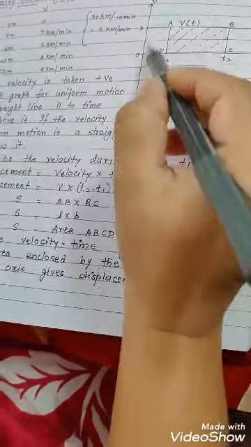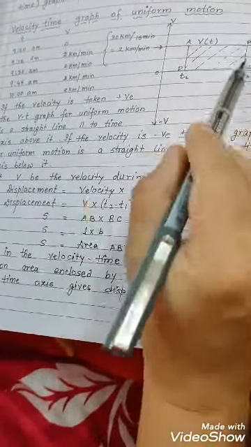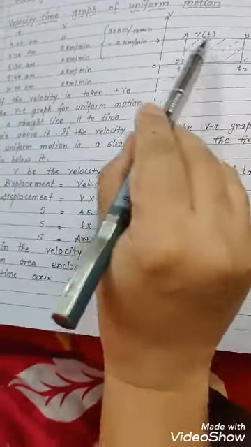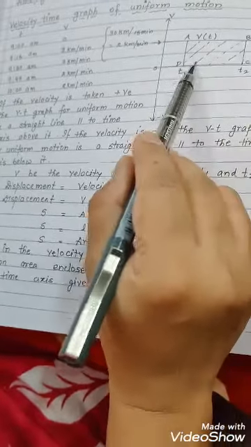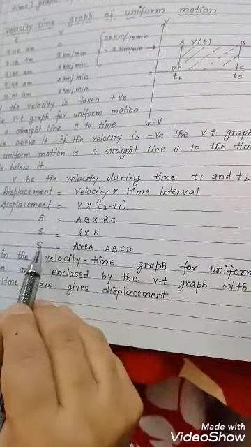So AB is the length and BC is the width of this rectangular shaded part that you are looking at. So length into breadth, that means the displacement S will be equal to the area ABCD. So from this graph, what we have proved is that in the velocity-time graph for uniform motion, the area enclosed by the VT graph with the time axis gives displacement.